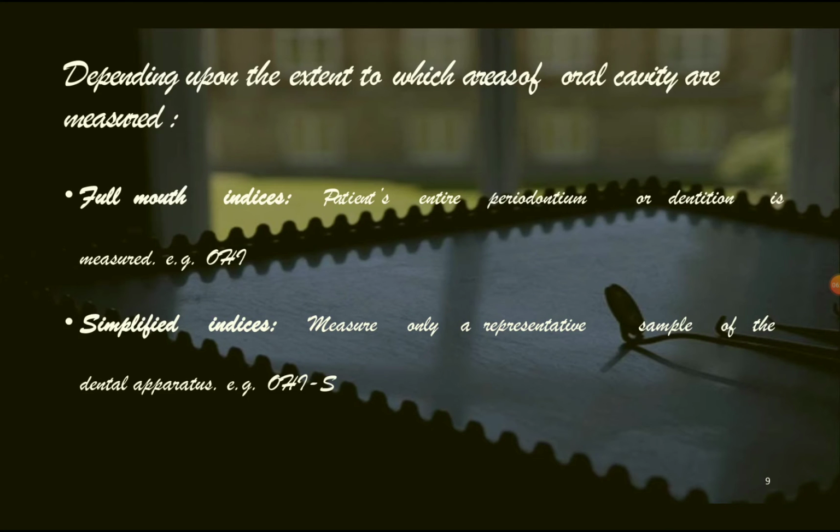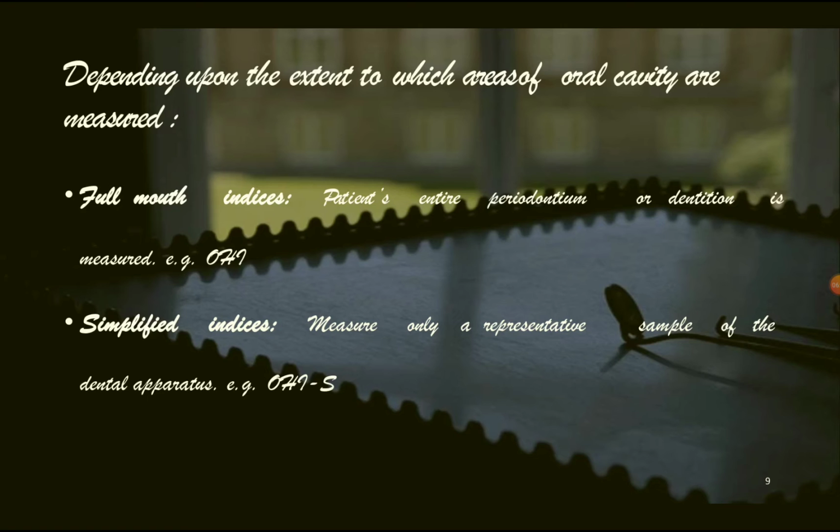Depending upon the extent to which areas of the oral cavity are measured, in full mouth indices the patient's entire periodontium or dentition is measured. Examples: OHI, DMFT, Russell's periodontal index, Dean's fluorosis index. Simplified indices measure only a representative sample of the dental apparatus or dentition. Okay. Example: OHI-S. S stands for simplified.